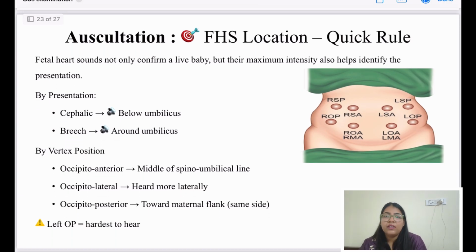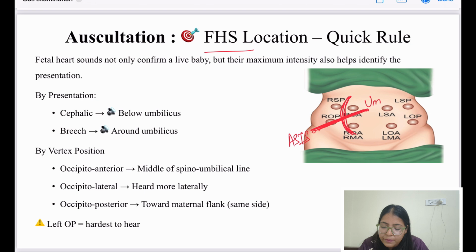Now auscultation. There are some general rules for fetal heart auscultation. In cephalic presentation, the head is below in the pelvis, so you can hear the fetal heart sound below the umbilicus, but in case of breech, the fetal heart sound is usually heard above the umbilicus, and mostly on the side of the baby. In cephalic presentation, it is on the side where the back is, on the spino-umbilical line. The spino-umbilical line is from the umbilicus to the anterior superior iliac spine.